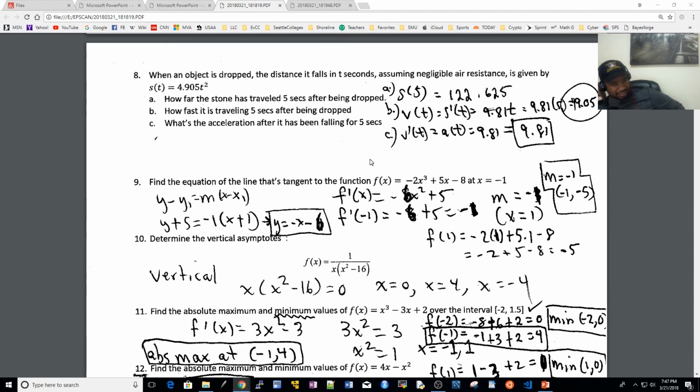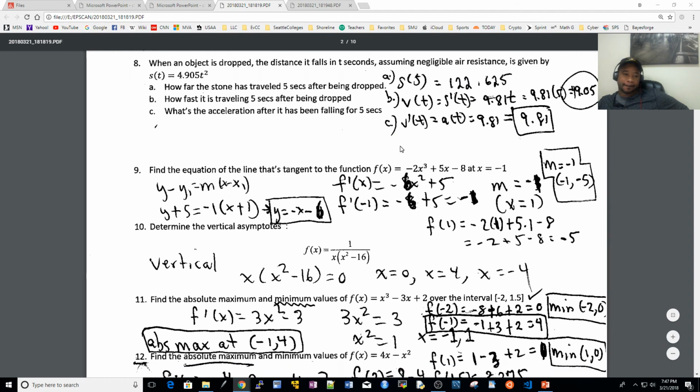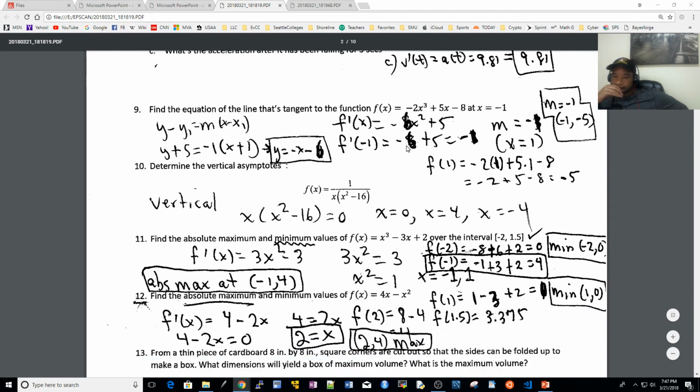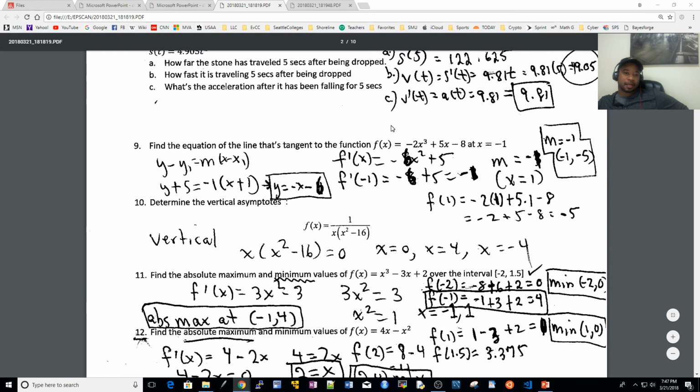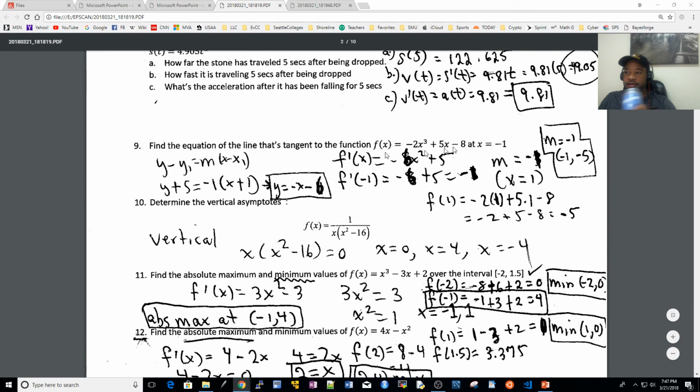You don't have to worry about the sign and all that. If it's negative, because it's falling, it's negative 9.81. You're not going to worry about that. You simply just take the derivatives and plug in the values. Find the equation of the line that's tangent to the graph at this point.